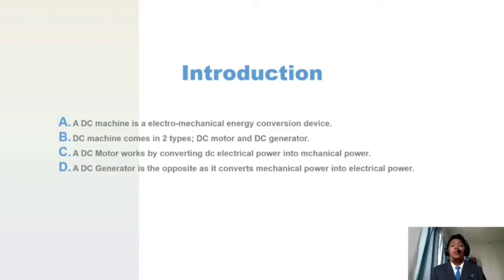So first of all, what is a DC machine? Well, a DC machine is an electromechanical energy conversion device. DC machines come in two types, which is a DC motor and a DC generator. A DC motor works by converting DC electrical power into mechanical power, while a DC generator is the opposite as it converts mechanical power into electrical power.